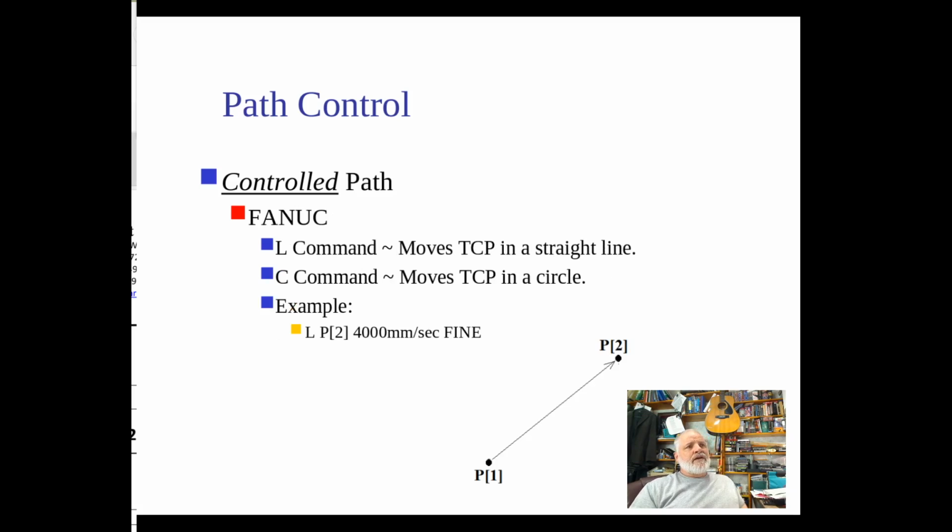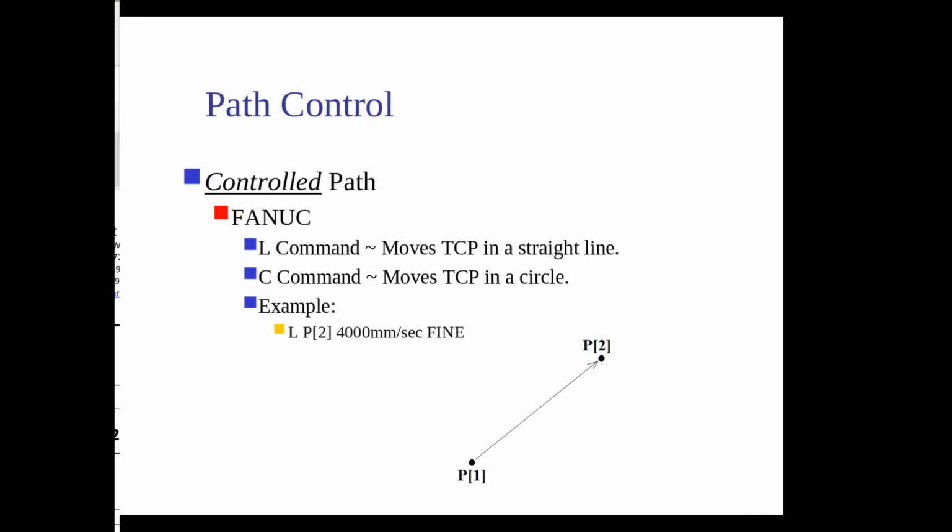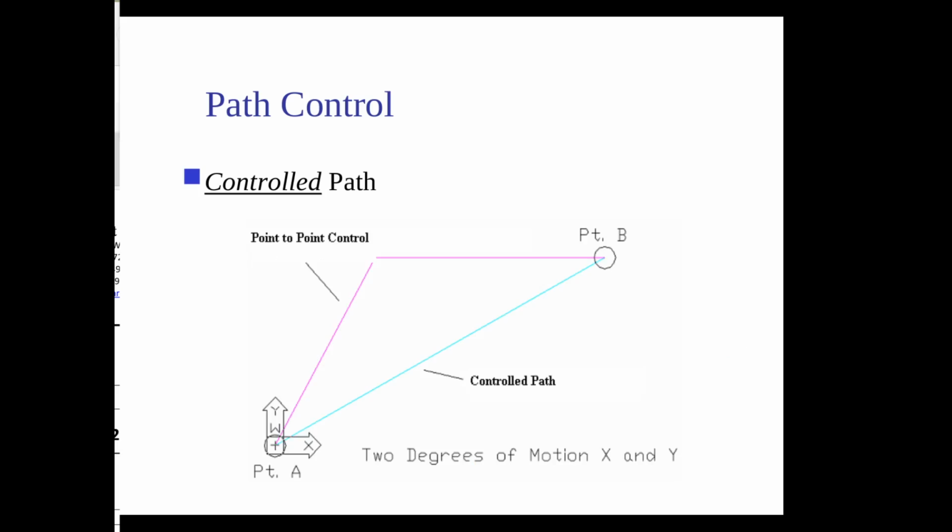So with the controlled path, we can do a linear move, which would be a straight line, or we could also do a circular move and make a complete circle. I'm showing some examples there, but we'll discuss those a little bit later.